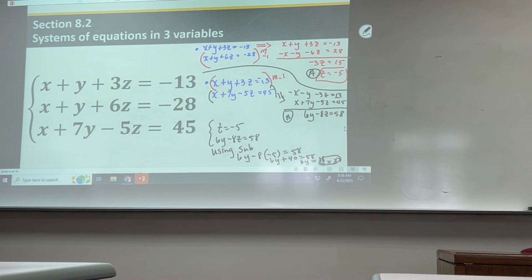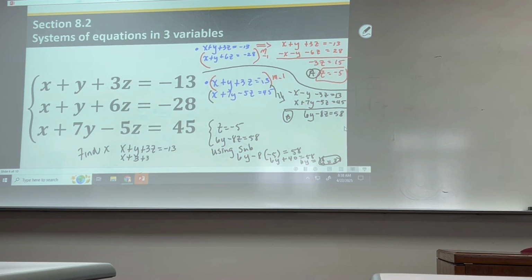Where do you find x? Or how do you find x? You can go back into any one of the original three, right? So someone said the first one. So we're going to find x by using the first one. x plus y plus 3z equals negative 13. x plus, what was y? 3. What was z? Negative 5.